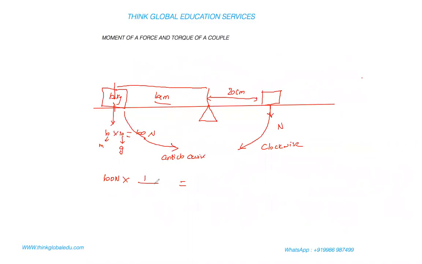So here, as we know, 1 by 10 meters, which is equal to 20 into 10 to the power minus 2 multiplied by force F. So F is equal to 100 divided by 200 multiplied by 10 to the power minus 2. So it should be equal to 100 divided by 2, which must be equal to 50 newtons. So that is our answer. This is how we can work out a force, moment of a force, and torque of a couple. And thank you for watching.